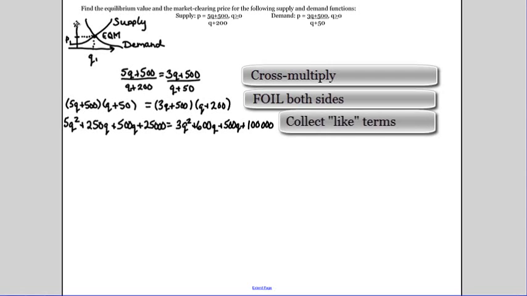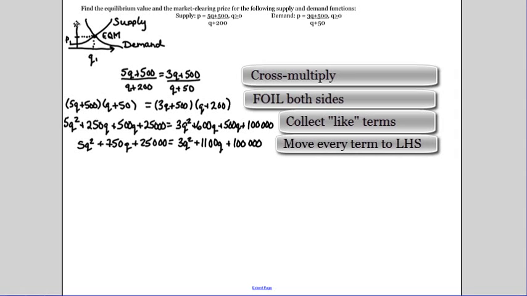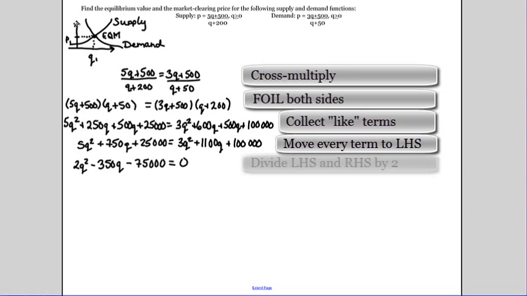Now we will collect like terms to simplify. Move every term to the left side and combine the like terms. To simplify further, we can divide every term by 2 since that's the greatest common divisor of the three coefficients.